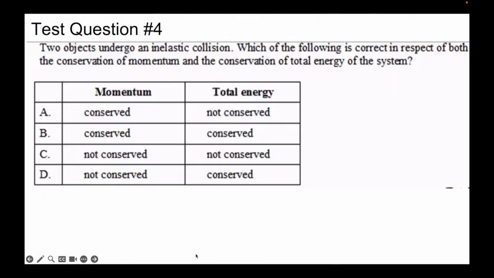Let's try one more. Two objects undergo an inelastic collision. Which of the following is correct in respect to both the conservation of momentum and the conservation of total energy of the system? Take a moment to try it out and come back for the answer.